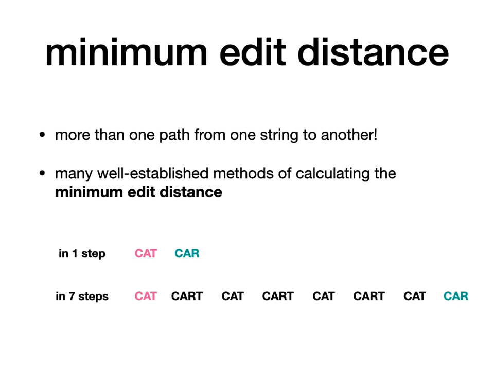So as you saw, there's more than one path, right? We can do a lot of stupid stuff to turn cat into car. We could go cat, cart, cat, cart, cat, cat, car, right? That is technically a valid process in the edit distance family, right? But we're looking for the minimum edit distance, cat to car, a single step of a replacement operation.